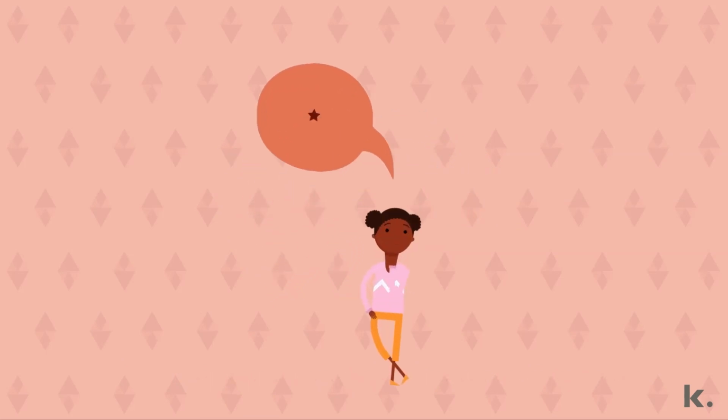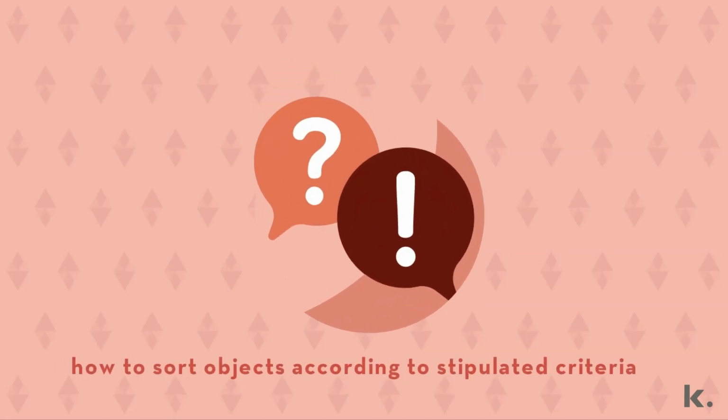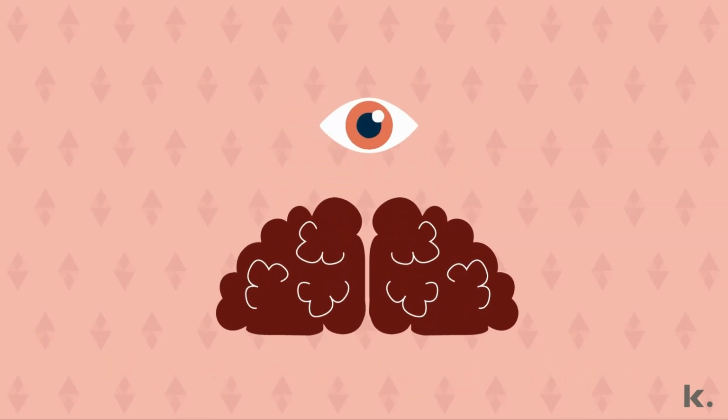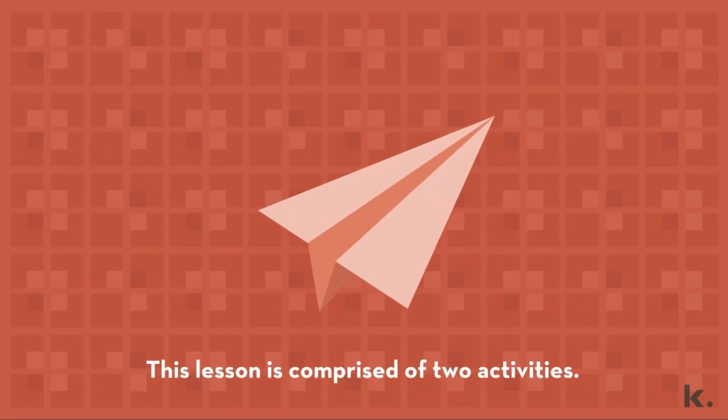By this stage, the children should have been presented with opportunities to sort objects according to their own criteria. You need to spend time teaching your children how to sort objects according to stipulated criteria. It is important that they are taught to look for specific attributes. This lesson is comprised of 2 activities.